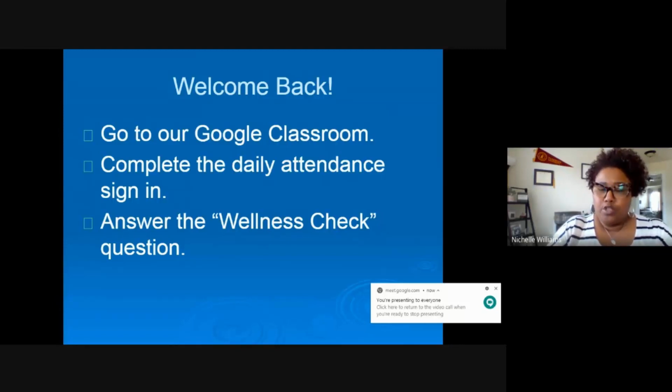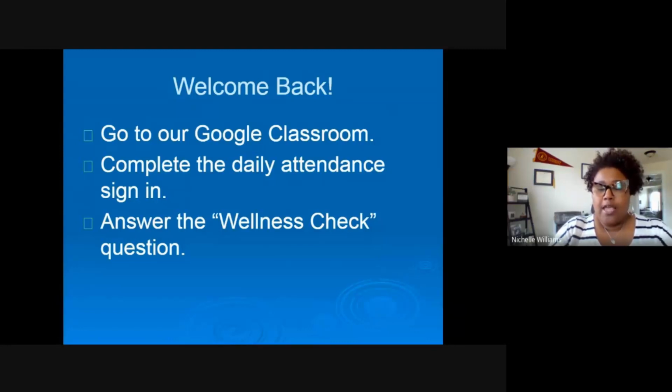So the first thing you know that you need to do is go to our Google Classroom and do the daily attendance sign in. Make sure that you go there and sign in on the Google form under attendance for today. Once you sign in, then I want you to go to the assignment task for today and do the wellness check question. Of course, every day that we meet, we always do some type of activity just to see how things are going for you since we're at home learning virtually. And so make sure that you answer the wellness check question.